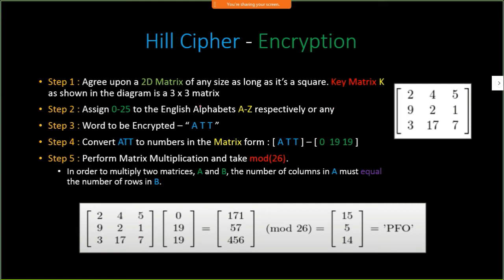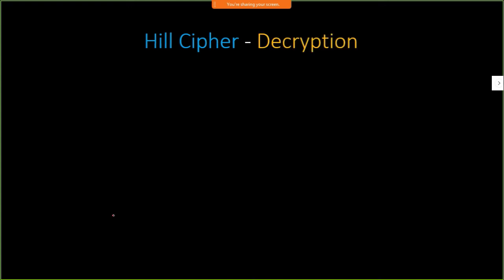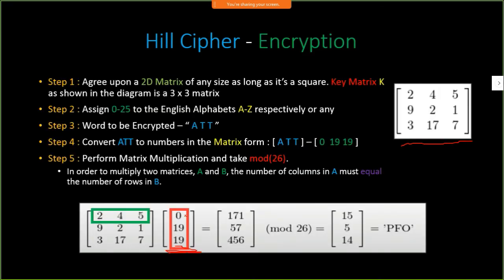So let's assume there is a square matrix of 3 by 3, with any numbers, that is the key matrix. Previously we used the key text "puzzle". So here it is the key matrix, any kind of matrix used to encrypt a message. In matrix multiplication, the key matrix and the ATT value are here. After multiplication, what is the process? It is 2 into 0, 4 into 19 and 5 into 19. That is the matrix multiplication process.